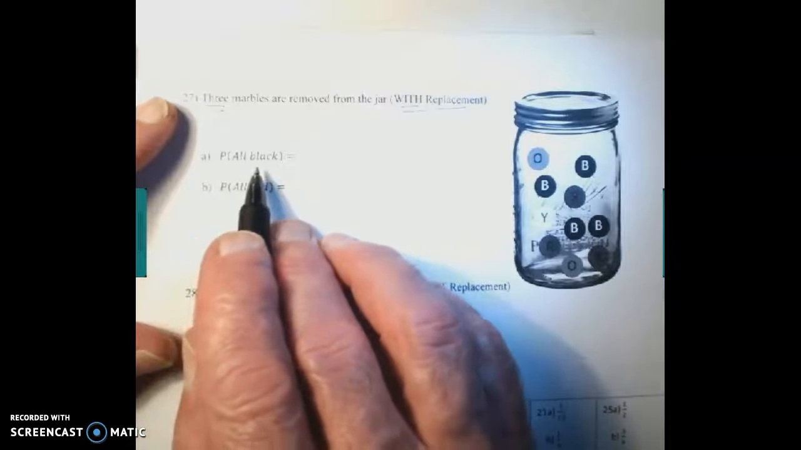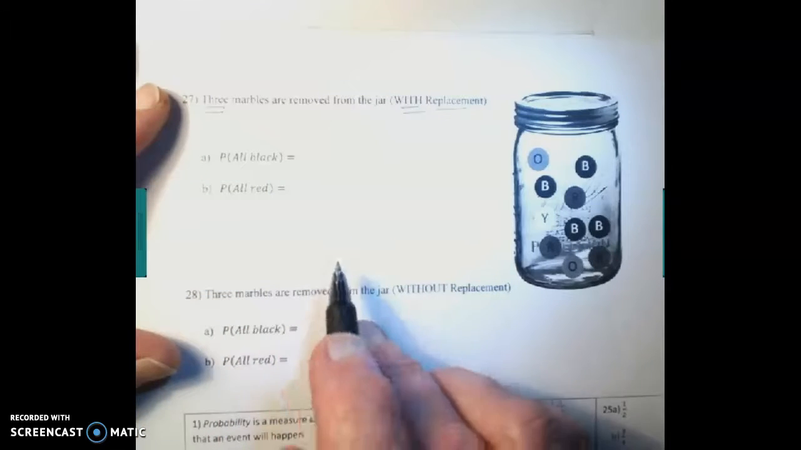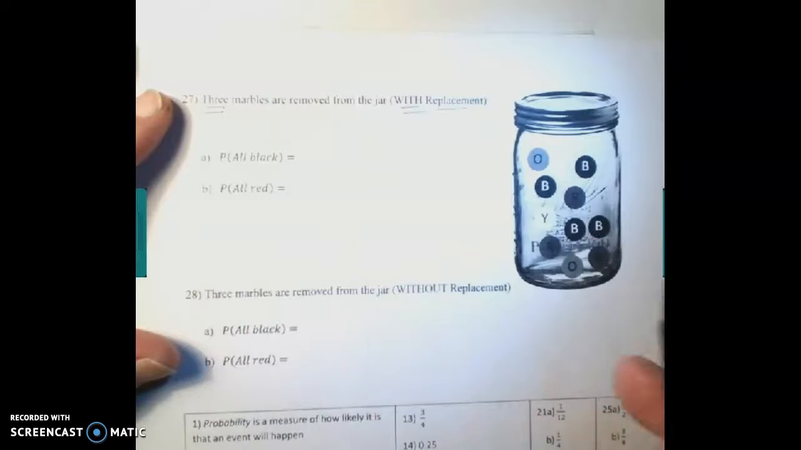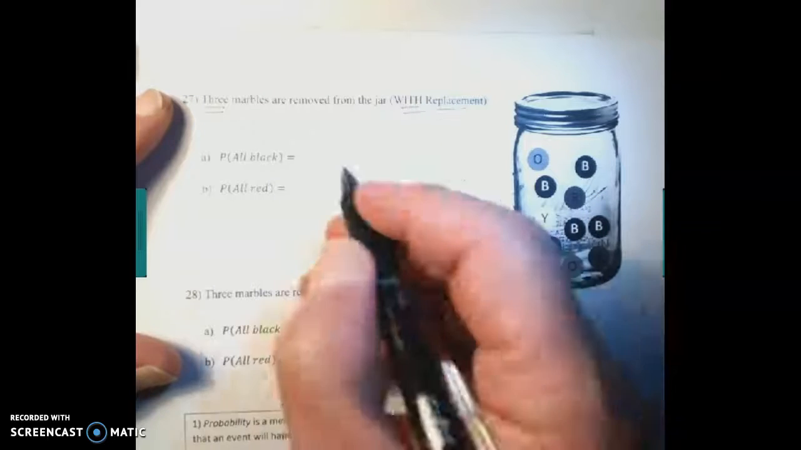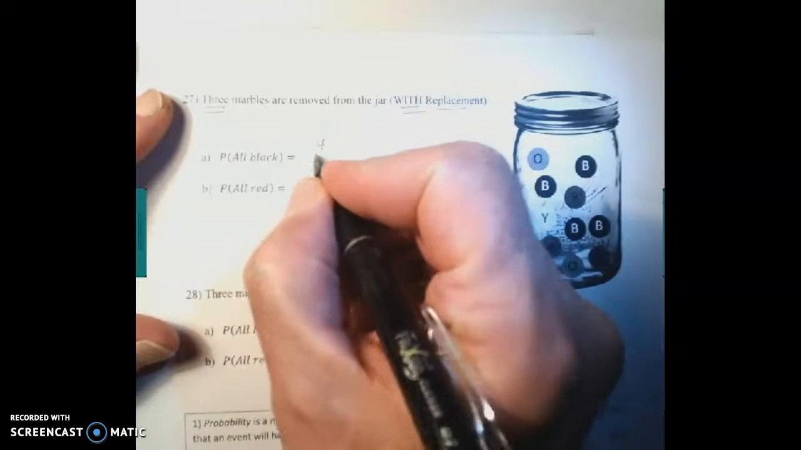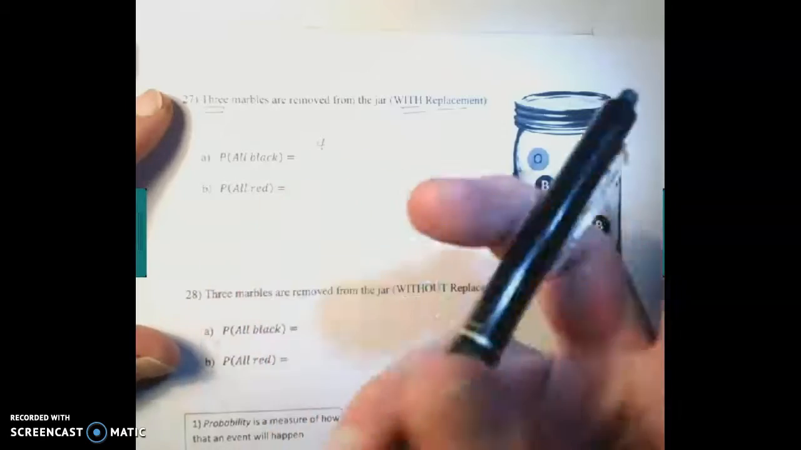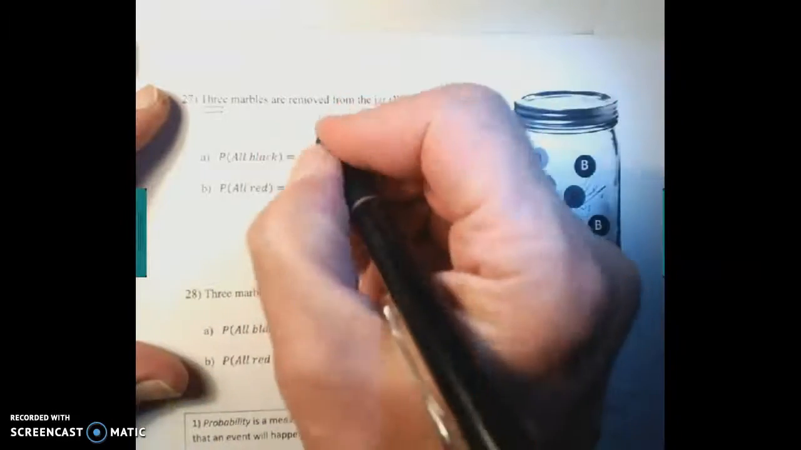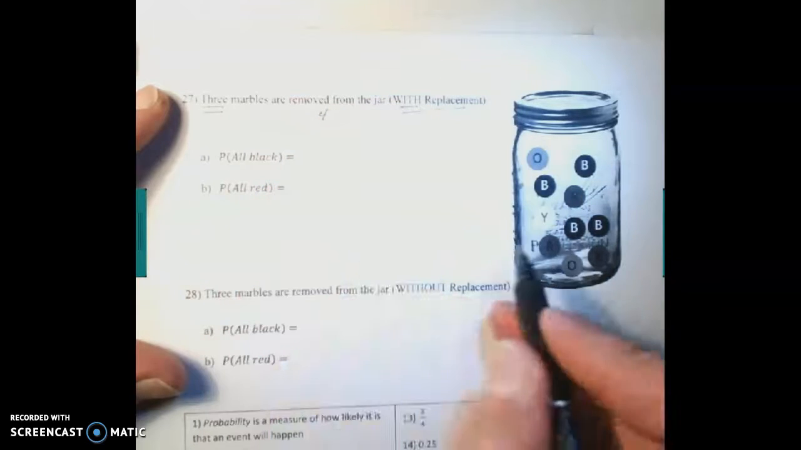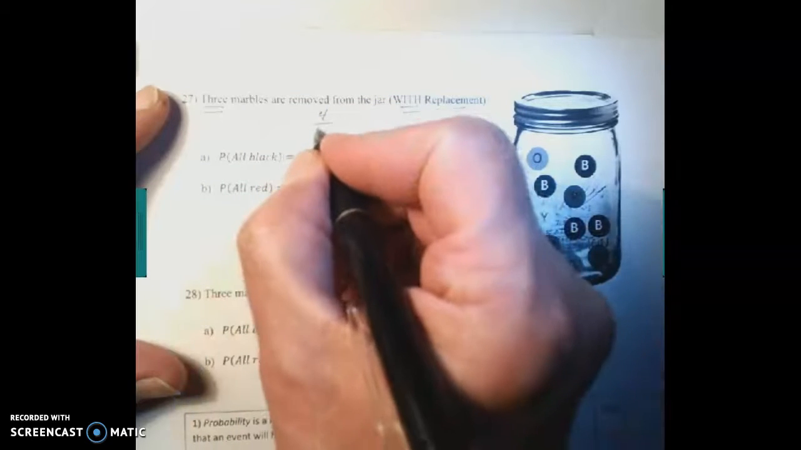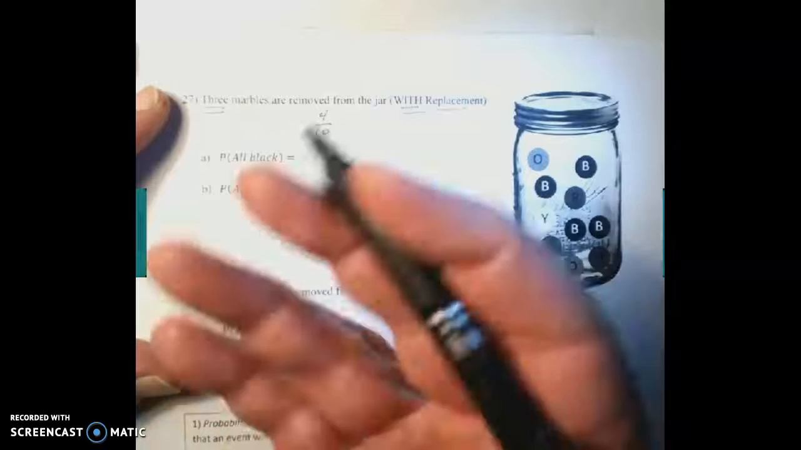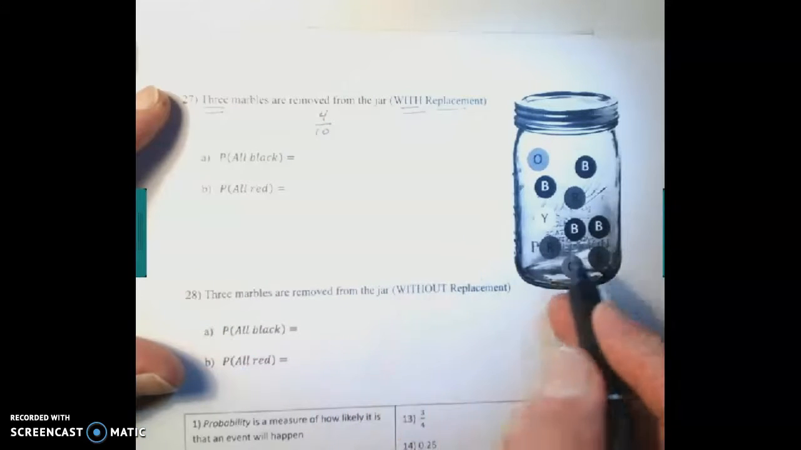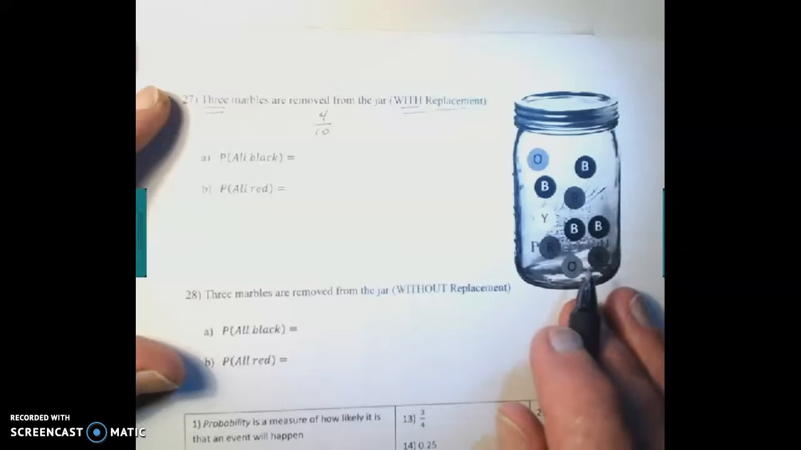The probability of getting black all 3 times, the first time you reach in, there again, probability, favorable over total possible. There are 4 favorable, what you're looking for, 4 black marbles. I want to put that up higher because I want to reduce before I multiply. 4 out of 10 possible marbles. You'd reach in, you'd pull out the black marble, you'd put it back in, and you're back to the jar having 10 marbles in it.